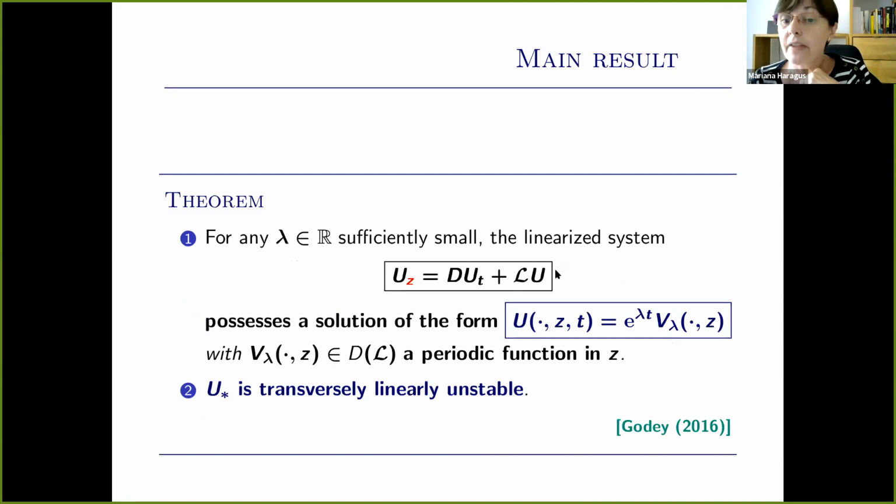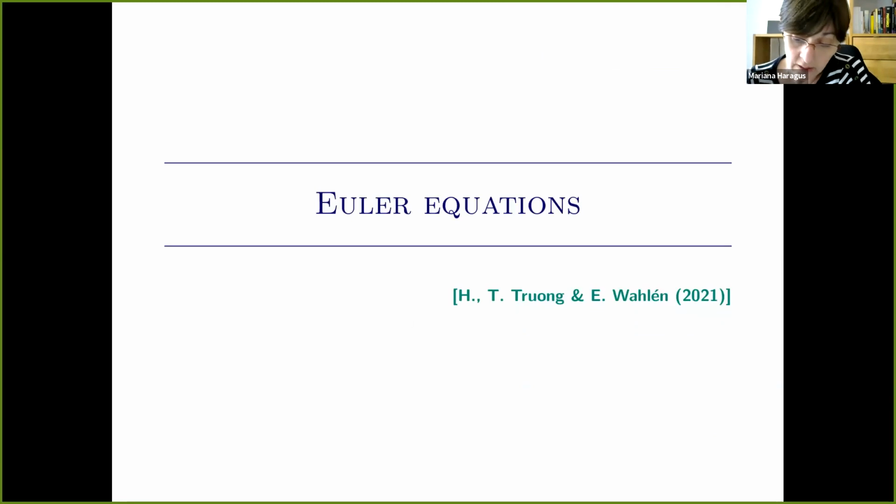More precisely, there exists indeed a solution of the linearized system which grows exponentially in time, and such that v_λ is periodic in z and belongs to our function space with respect to x. And this is the abstract result, which actually, as I said, allows us to recover all the transverse linear instability results for the model equations, and also it allows us to obtain transverse linear instability for the Euler equations.